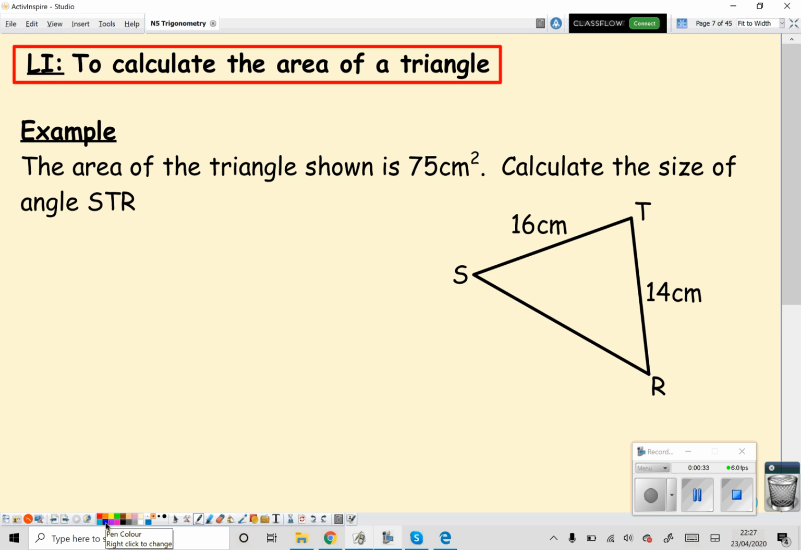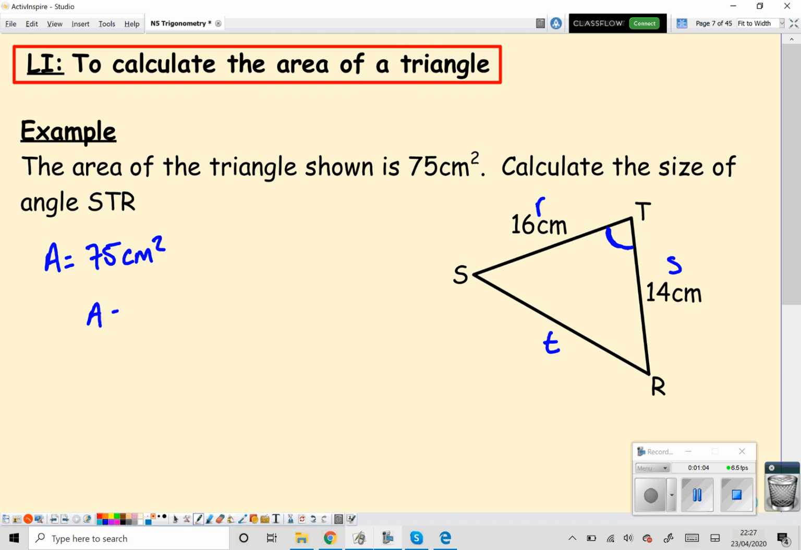So you can see in this example, we're telling you that the area of the triangle is 75 centimeters squared, and we have to calculate the size of angle STR, which is this angle here. So that's fine. We need to think about what information we have. Consider the triangle as well is labelled up R, S and T, so it makes that side r, side s, and side t. And we know we've got an area of 75 centimeters squared.